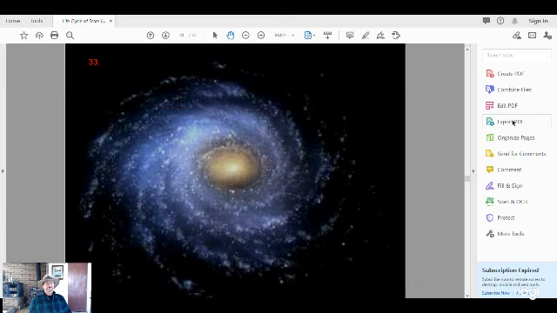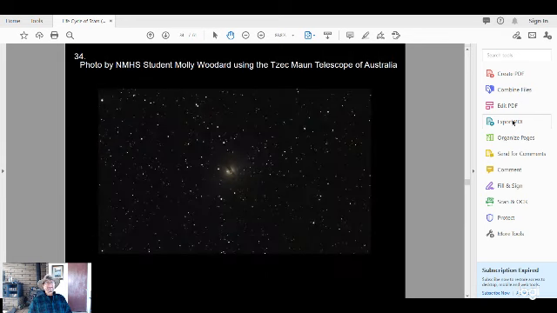This is an animation that should show you the center of the feeding black hole in the middle of the Milky Way, but it doesn't go in PDF. This is interesting: Hubble in 2001 verified a black hole in a distant galaxy called Centaurus A, and a North Medford student, Molly Woodard, did a remote control of a telescope down in Australia to view it.